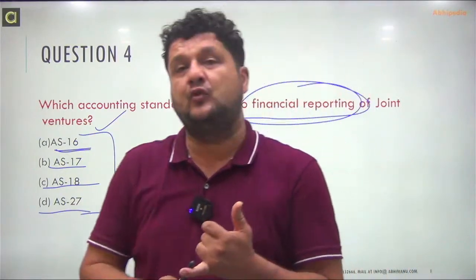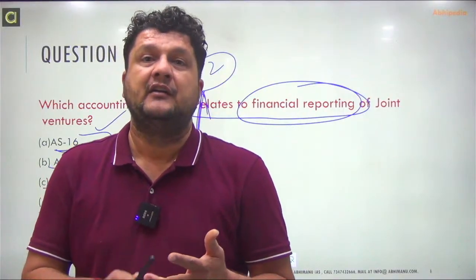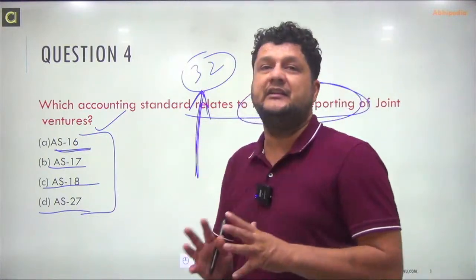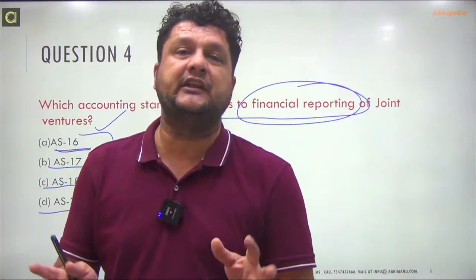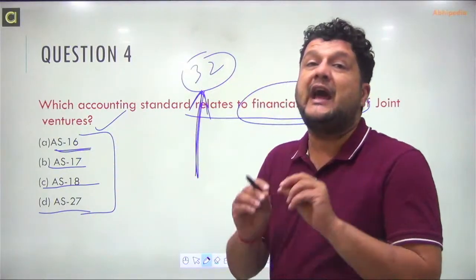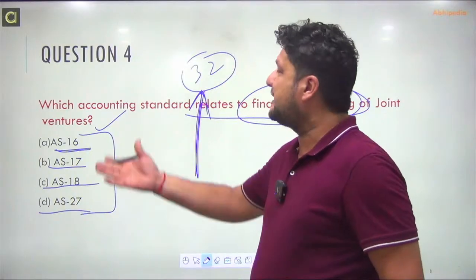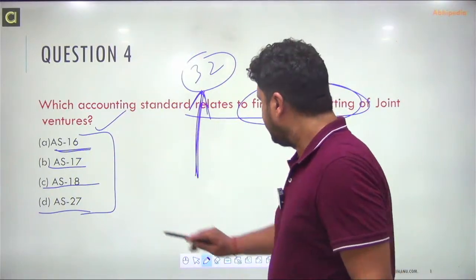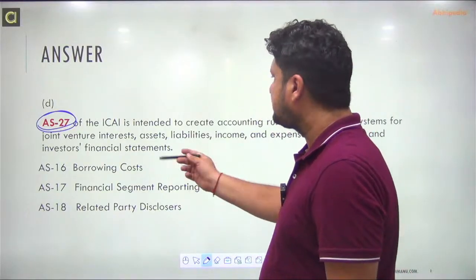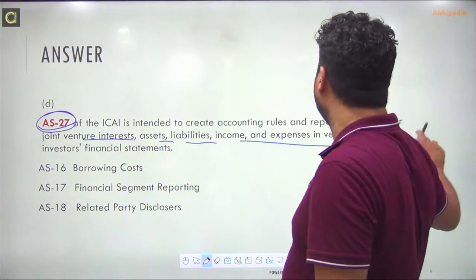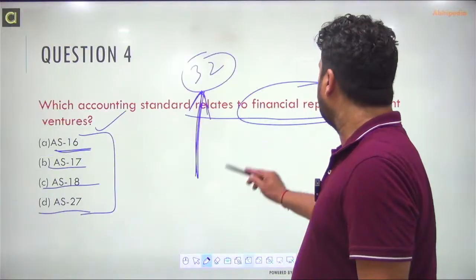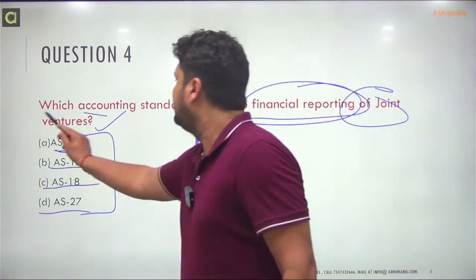In depth, you must know only cash flow, financial statements, inventories, depreciation, fixed assets, which you normally learn in the accounting processes. Whatever you have learned in your basic chapters in +1, +2, and graduation, the questions will be from that only. Accounting standard 27 is related to joint ventures: interest, assets, income, expenses, venture investments, and financial statements. So joint venture reporting comes under which standard?